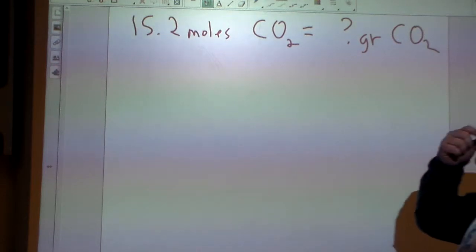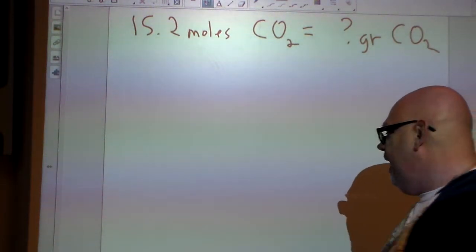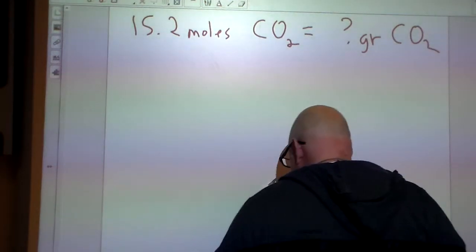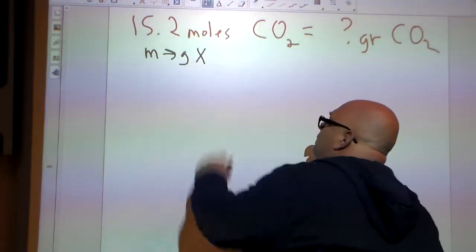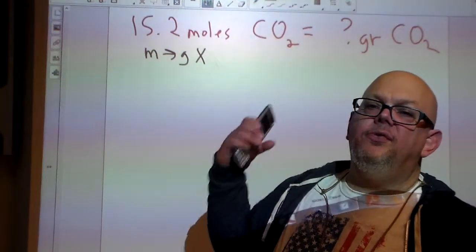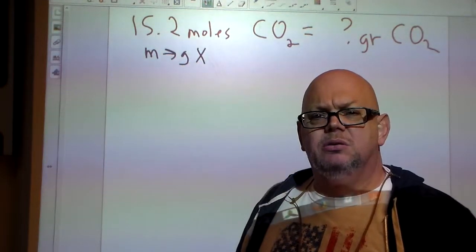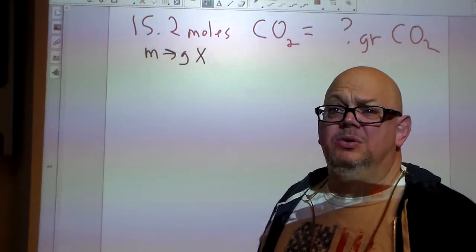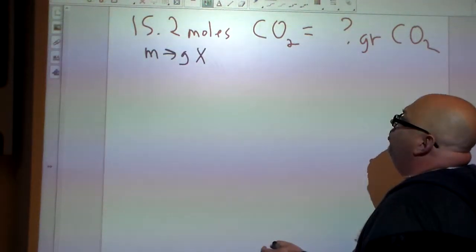Here's one: 15.2 moles of CO2 equals how many grams of CO2 do we have? Again, we have our formula. If we go from moles to grams, we're going to multiply. Notice how I write the formula. Do you have to write the formula on your paper? No, but if it helps you, then do it. Come on, you know you want to. Just write the formula and you're good. Okay, so I got it.